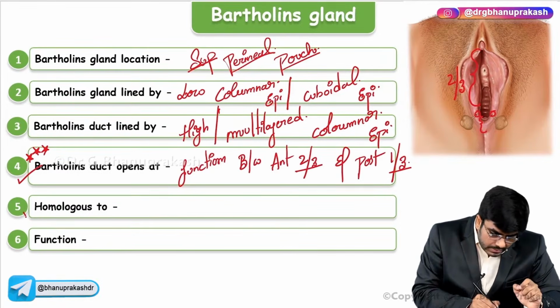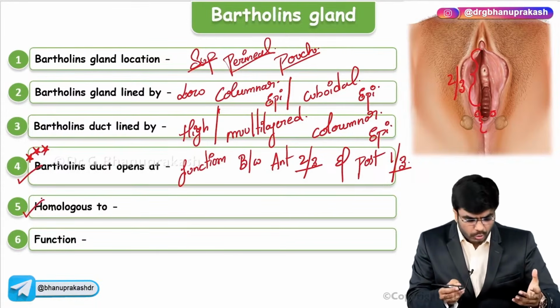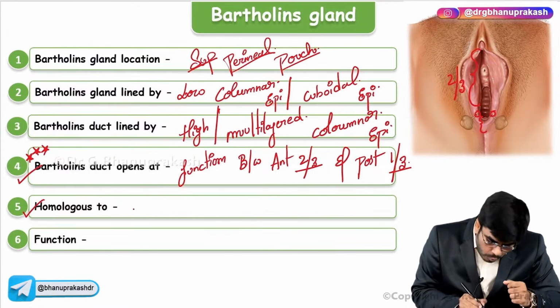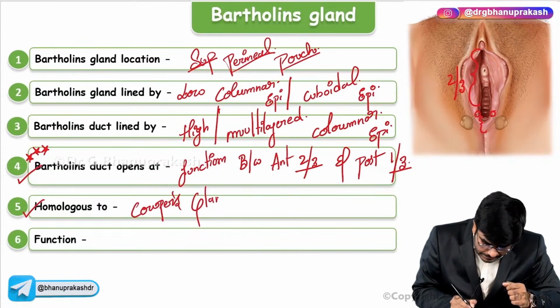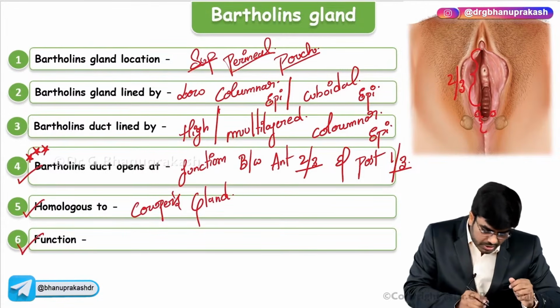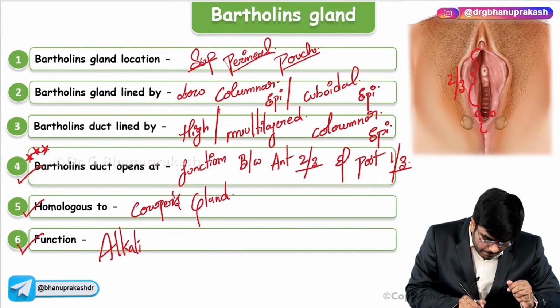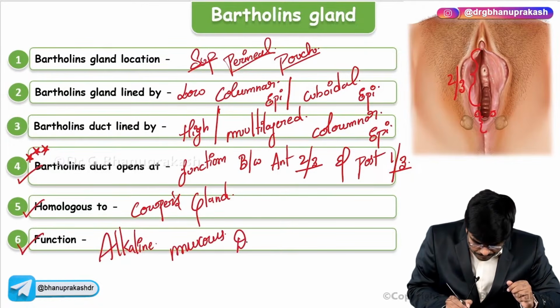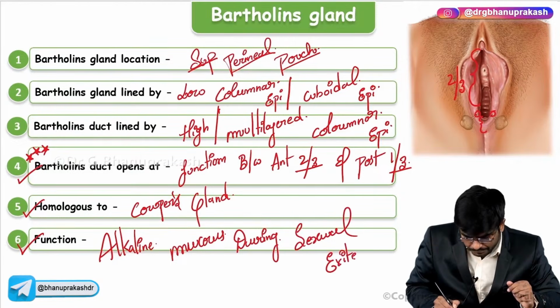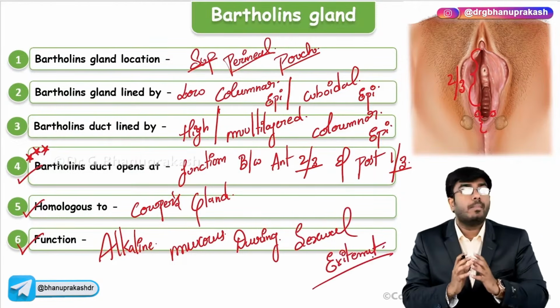Now, this Bartholin's gland is homologous to, we all know that, BC. The mnemonic which I have told you, BC: Bartholin's gland, Cooper's gland. Now, what's the function of this Bartholin's gland? The main function is production of alkaline mucus during sexual excitement. So this is the function of the Bartholin's gland.